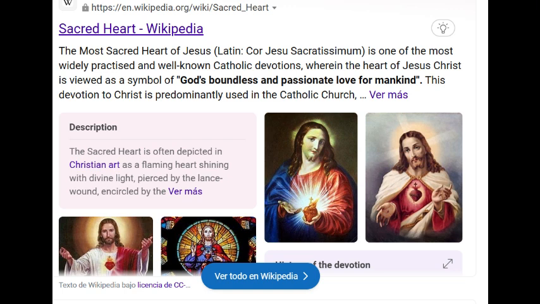This also relates to the so-called Most Sacred Heart of Jesus, which is one of the most widely practiced and well-known Catholic devotions, wherein the heart of Jesus Christ is viewed as a symbol of God's boundless and passionate love for mankind. And when we look at the symbol of the heart, there's a striking resemblance to a particular other symbol from Game of Thrones, doesn't it?